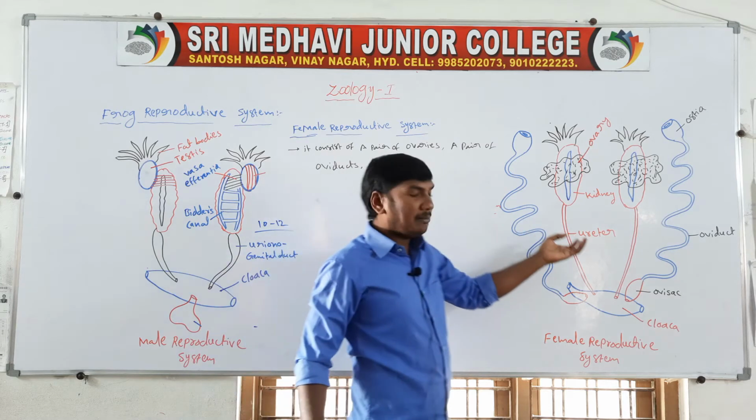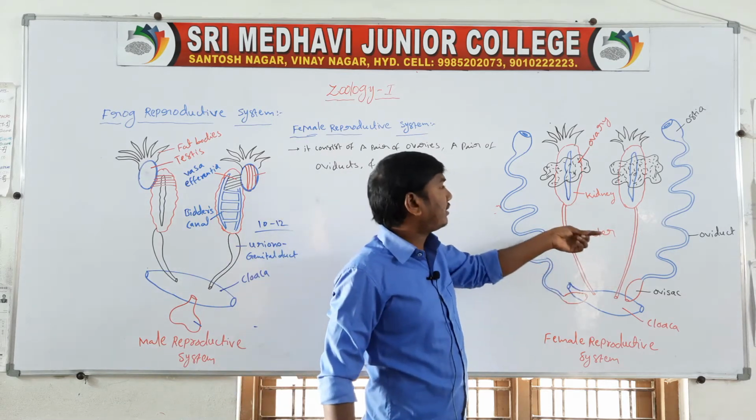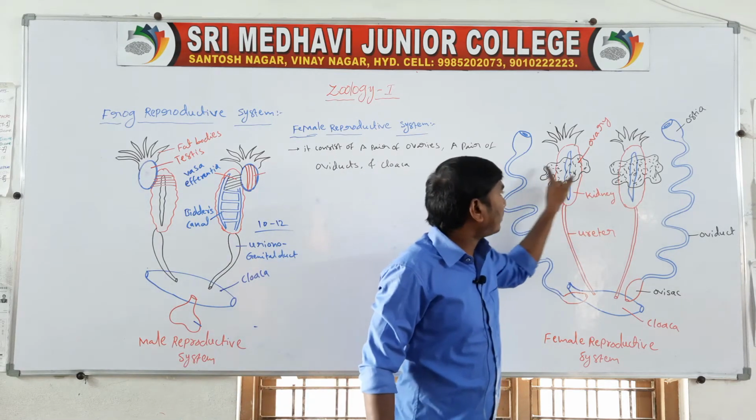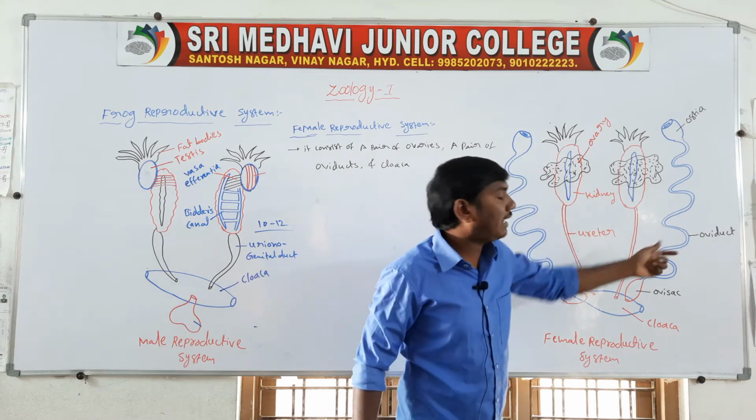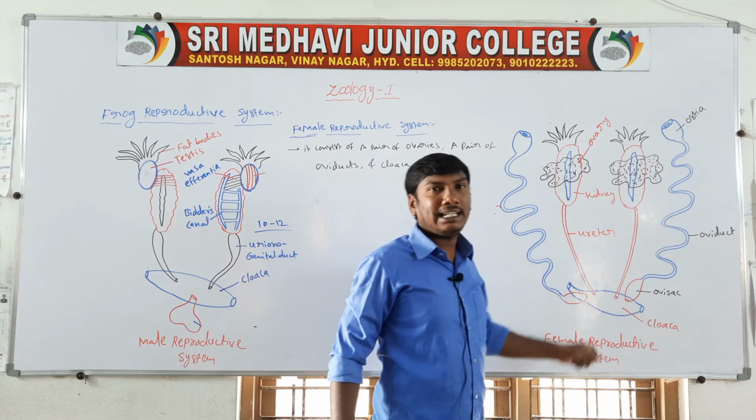So this is the female reproductive system. It consists of a pair of ovaries. These are the ovaries. Next, a pair of oviducts. These are the oviducts. Next, the cloaca.